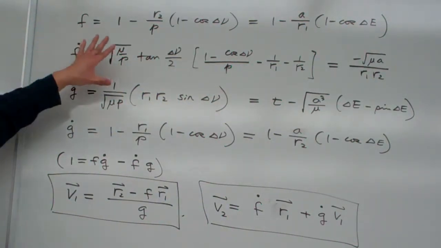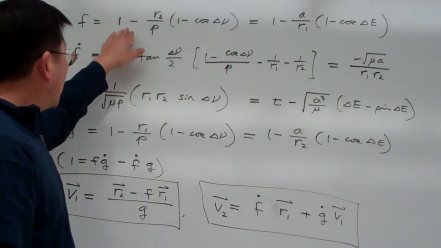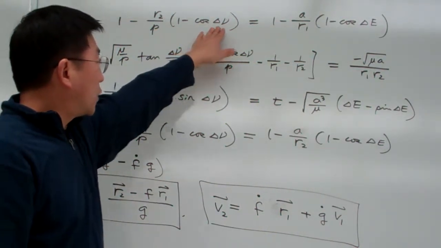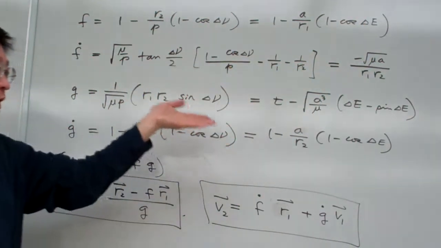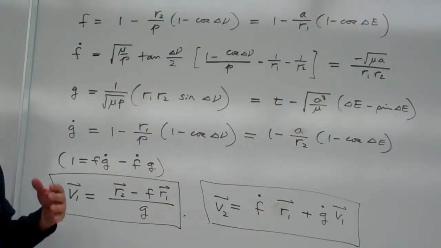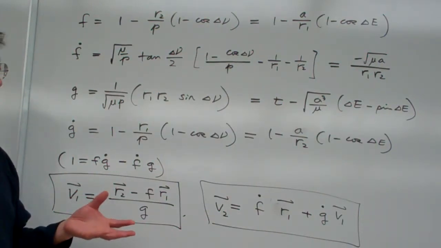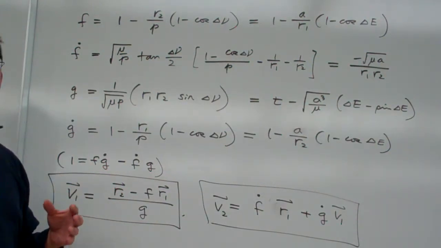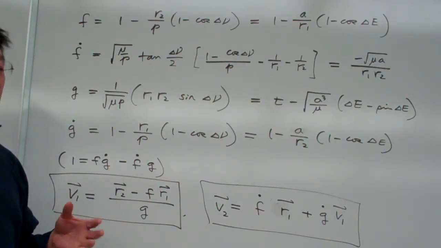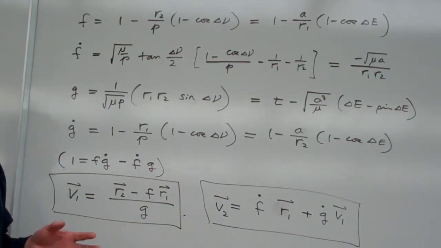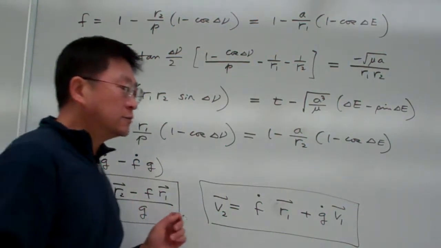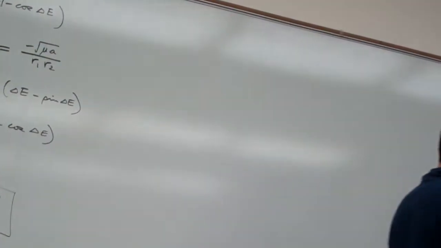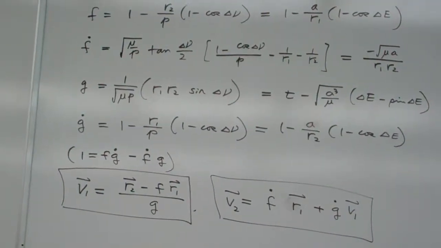Right now, I list only f expressed in terms of delta nu and also in terms of delta E. With this, I want to give the general thinking on what would be the most efficient, the most numerically efficient, way to solve the problems. That is the goal here.